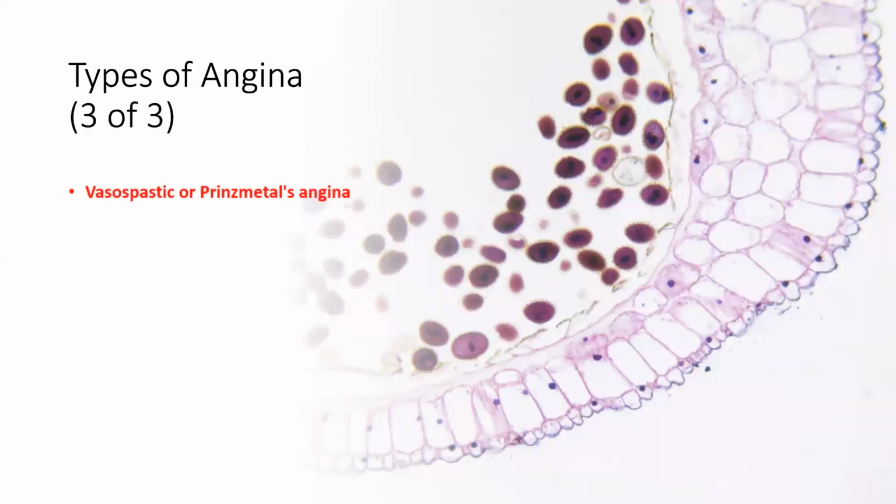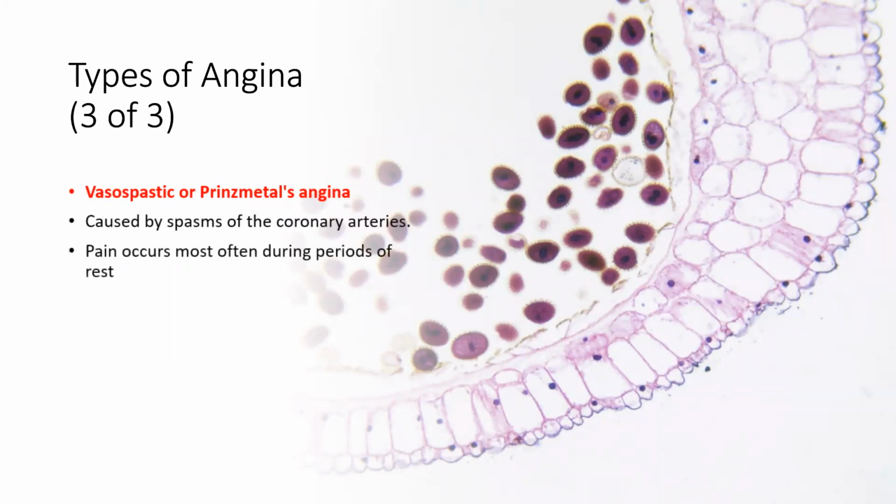Then we have vasospastic or Prinzmetal's angina. It is caused by spasms of the coronary arteries. Pain occurs most often during periods of rest.